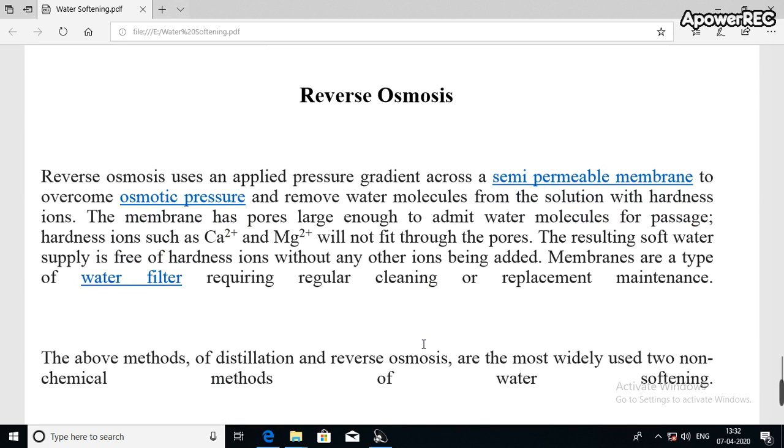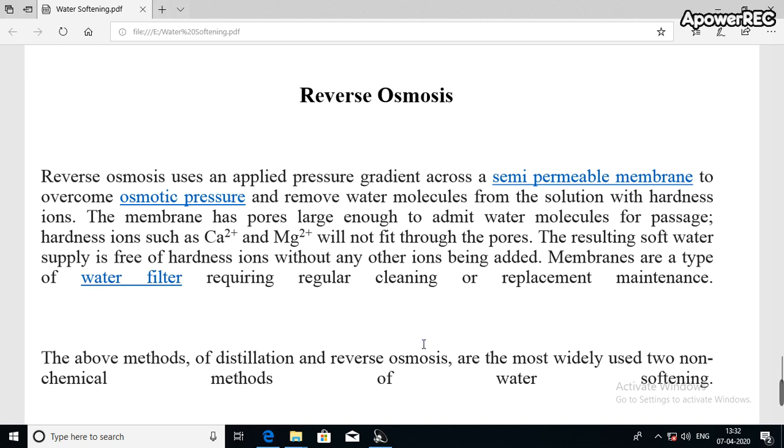Now, reverse osmosis. Obviously, osmosis means the movement from lesser density to higher density. But by using a semi-permeable membrane, we can reverse the direction of the osmosis. So here you can see that the resulting soft water supply is free of hardness due to reverse osmosis, which is also used in the different kinds of water purifiers that we generally use in our homes. The membrane has pores large enough to admit water molecules but not the hardness ions like Ca++ and Mg++.